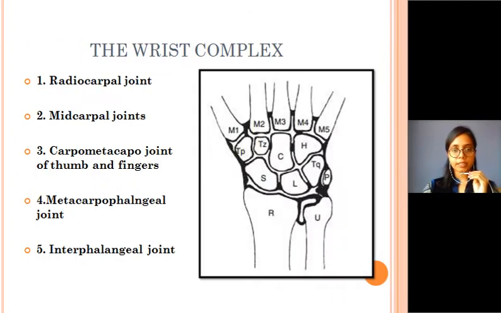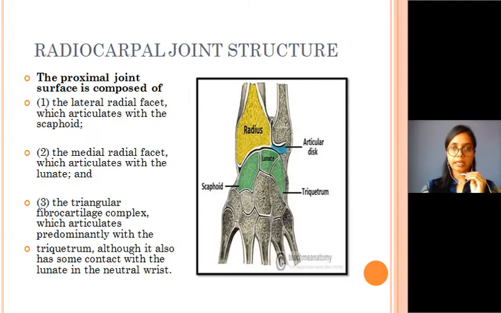The wrist joint complex consists of 5 joints. The first is the radiocarpal joint. As you can see here, the radius and ulna articulate with the proximal row of the carpal bones. Mid-carpal joints, the joint between the proximal and the distal row of carpal bones. Carpo-metacarpal joint of thumb and fingers, the joint between the carpals and the metacarpals. Metacarpophalangeal joint, the joint between the metacarpals and the phalanges. And interphalangeal joint, the joint in between the phalanges. In today's video, we will be discussing the first joint, that is the radiocarpal joint structure.